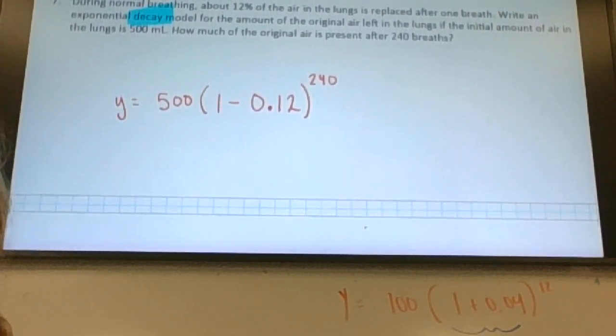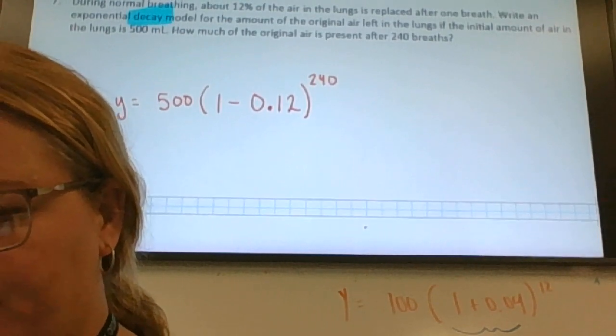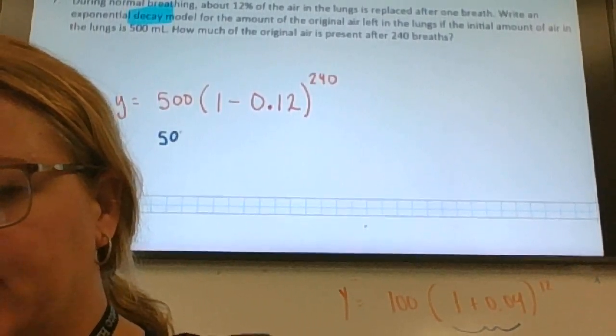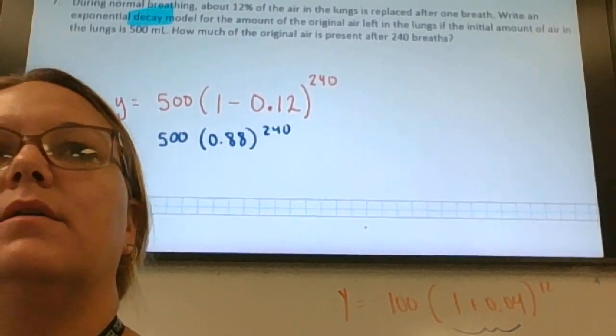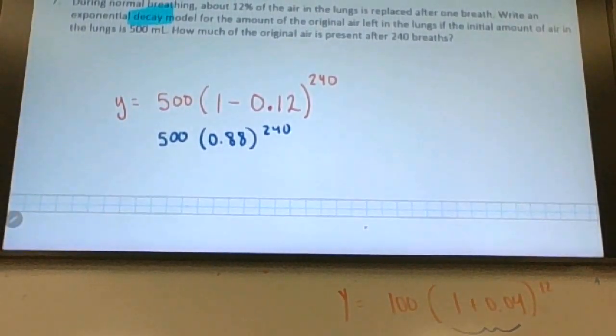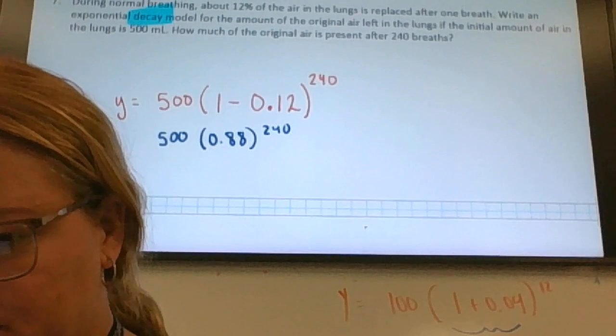Did you guys get a weird exponent when you did this? No, you do 1 minus, which leaves 0.88. Okay, that means every breath there's 88% of that original air still in there. 240 breaths. I wonder how long that takes. Seems like a long time. Times 500. This is what it looks like.